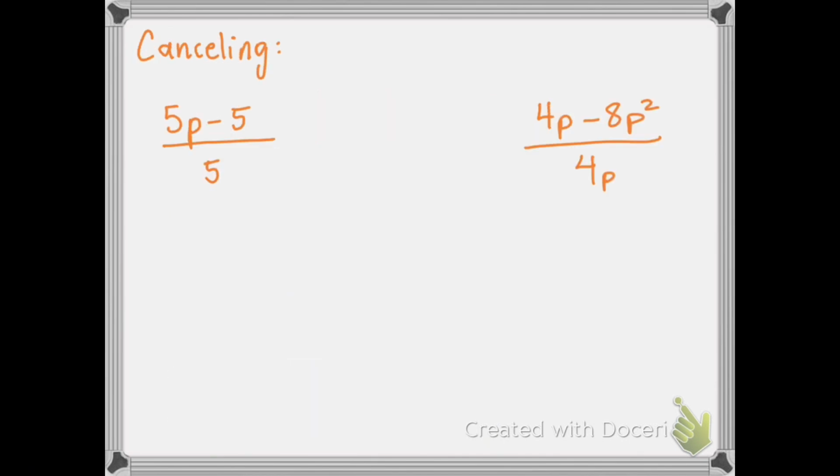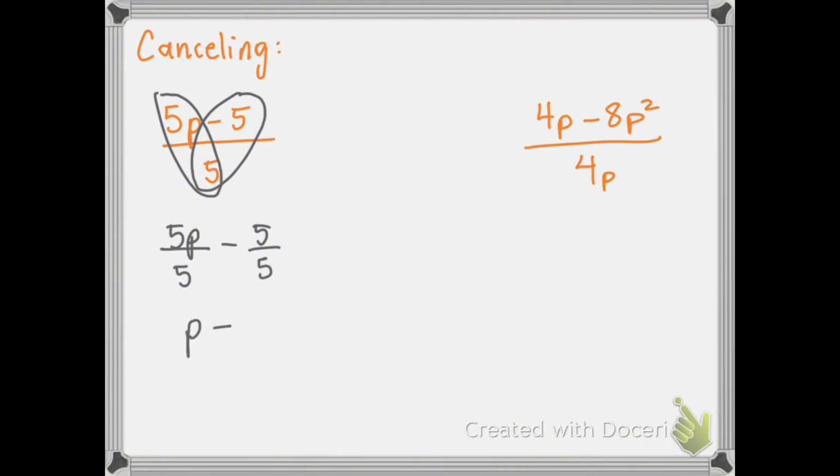Now in this next part, we have to cancel. But to do that, what we have to remember is the 5 is dividing both the first term and the second term. So the easiest thing to do is to divide each term. So 5p divided by 5 is p, and 5 divided by 5 is 1. So the answer is p minus 1.